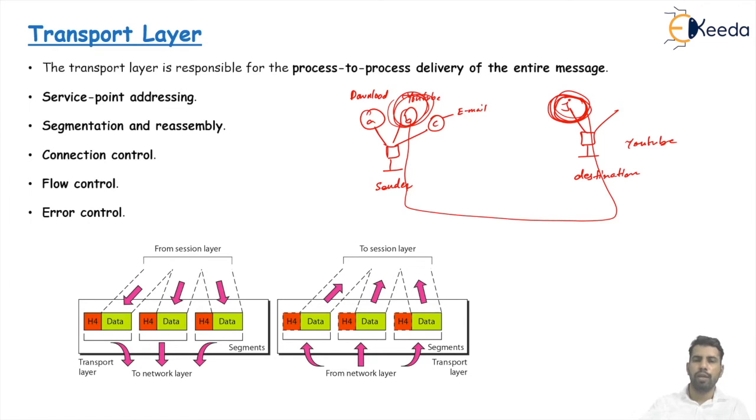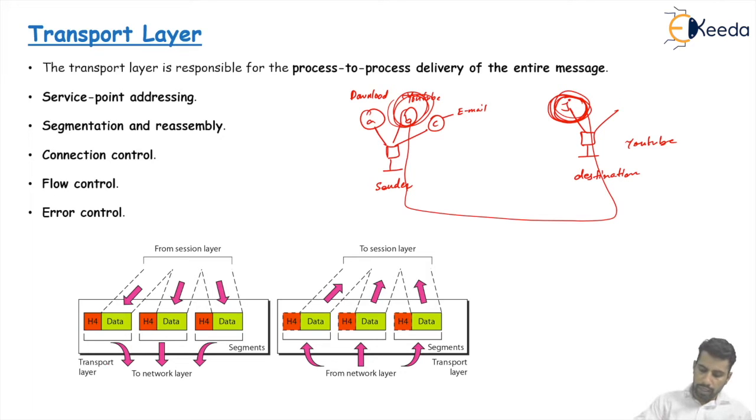He is reading your mail, or she is reading your mail. That is also a process. It means correct delivery of that mail from your computer to your friend's computer, from sending to receiving, from writing to reading. Both of these are process to process delivery.